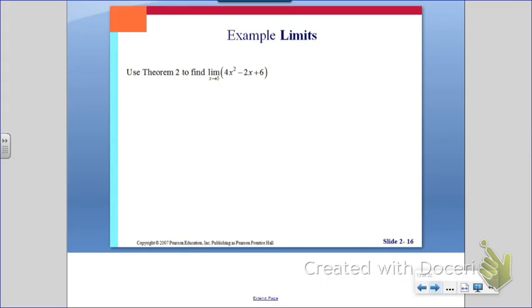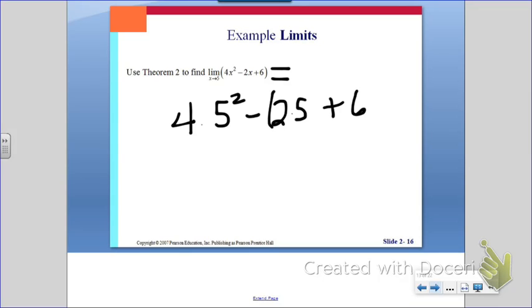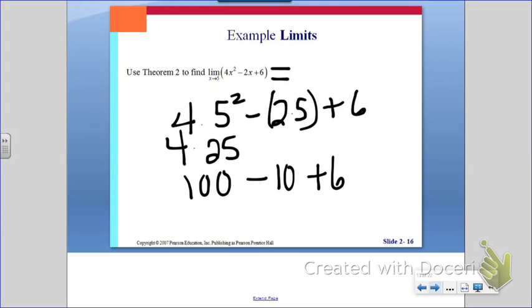Moving on, if we're going to find a limit as x approaches a value, we're going to simply plug that value into the function to find our corresponding y value. So if I take the limit of this one, 4 times 5 squared minus 2 times 5 plus 6, we'd have 25 times 4, 100, minus 10 plus 6. 96.